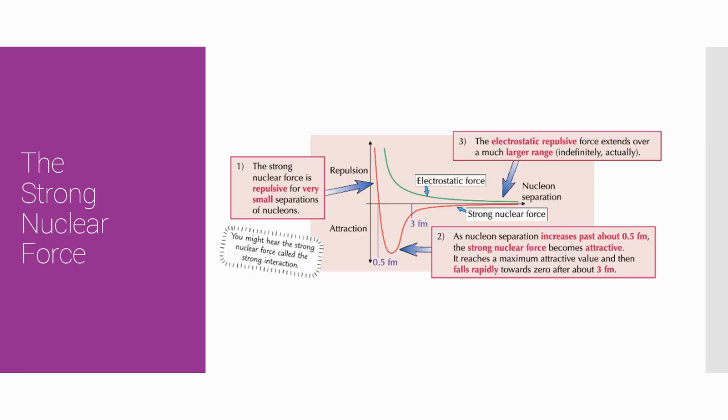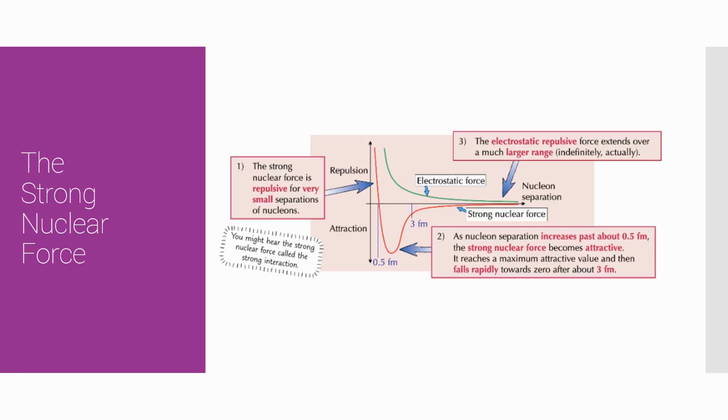The electrostatic repulsion always exists. It is completely indefinite. It's very high when the strong nuclear force is very high, and then it's very low when the strong nuclear force is also low.